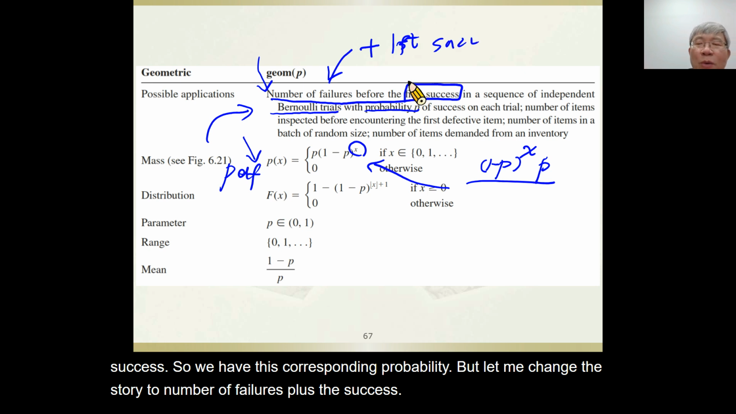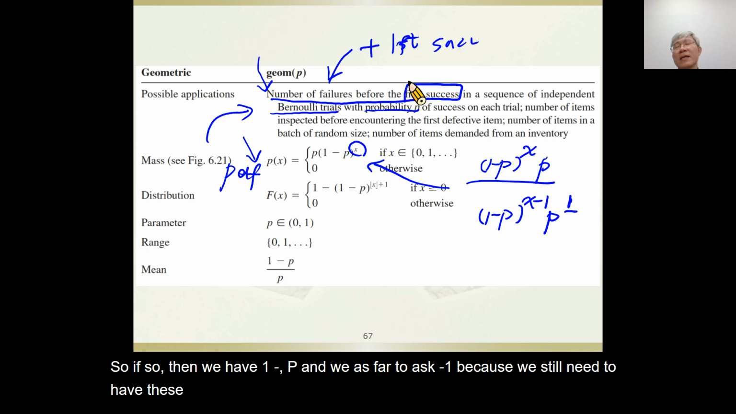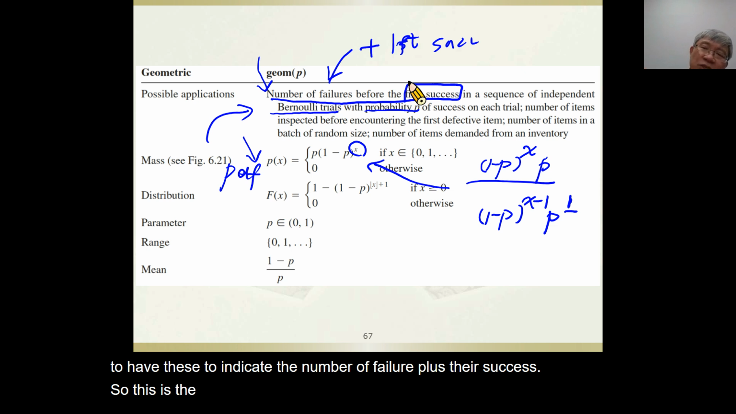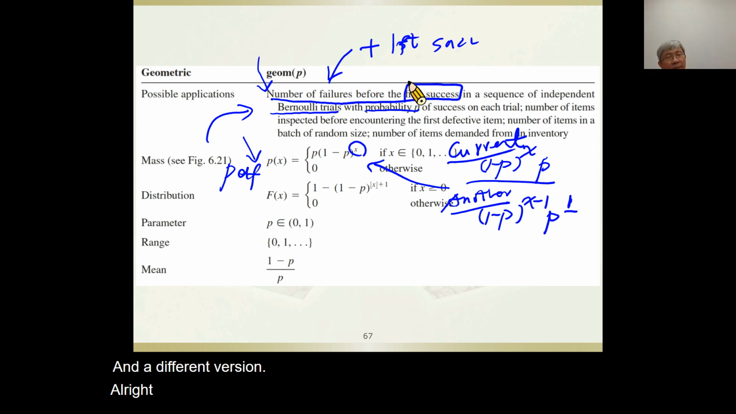If so, then we have 1 minus P raised to the power x minus 1, because we still need to indicate the number of failures plus the success. So this is the difference: the current version and a different version. Alright, so this is a PMF.